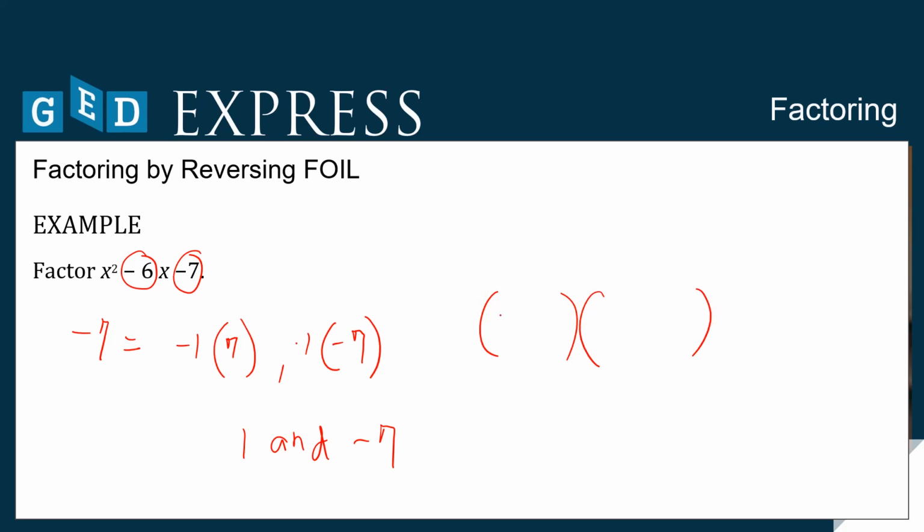So we have x times x, which is x squared, the first term. Then copy the factors that add up to the x term with their signs. So we have x plus 1 and x minus 7. So the factors are x plus 1 and x minus 7.